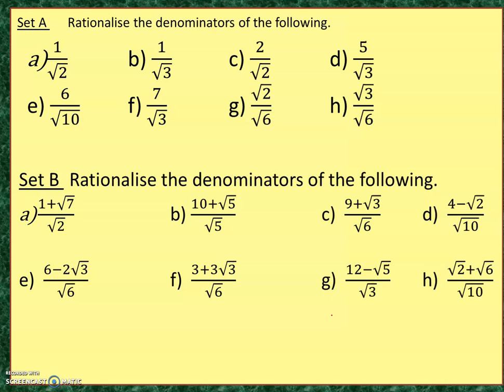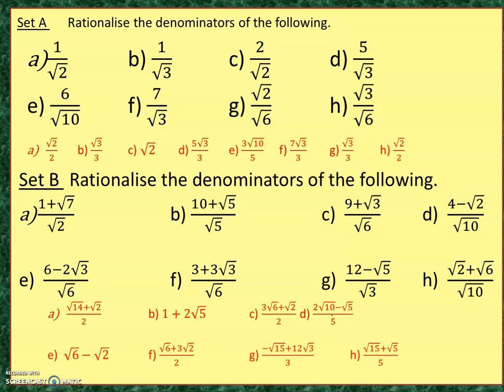So 2 sets here, the difference being the first set all have a single term numerator, and the second set have a 2-term numerator. Some of these can be simplified first, so for instance G and H in set A, there's surds at the top and the bottom, so you can use your understanding of dividing surds to simplify the fractions first if you wish, and then rationalise what you get at the end. And here are the answers to those 2 sets of questions.